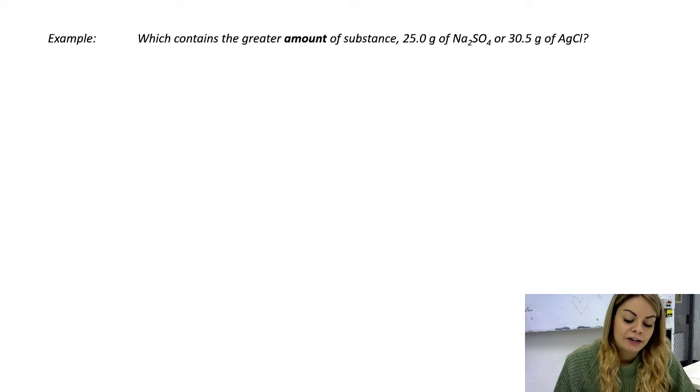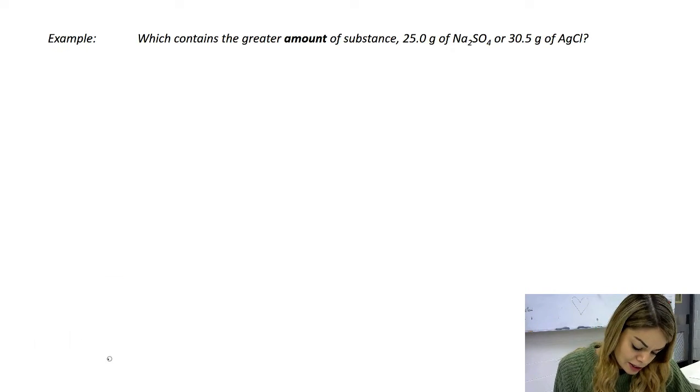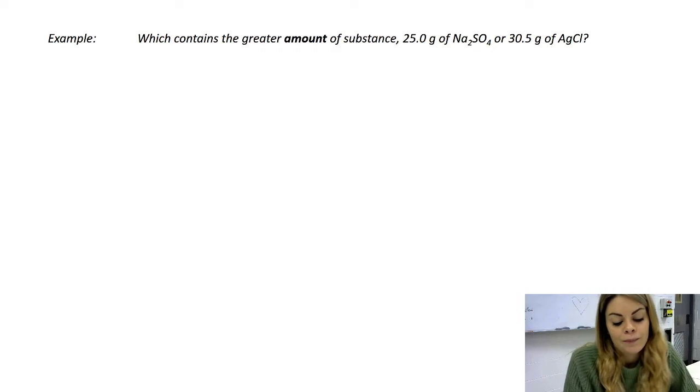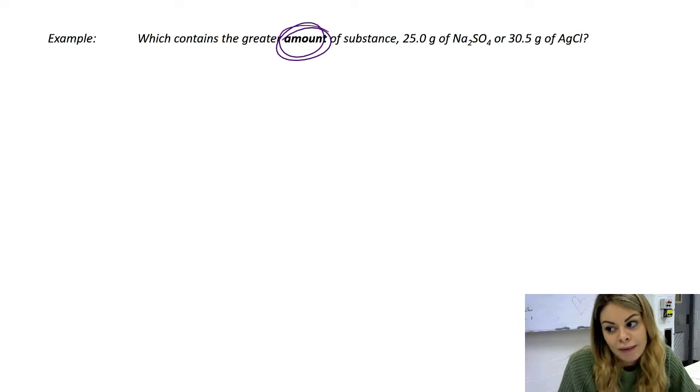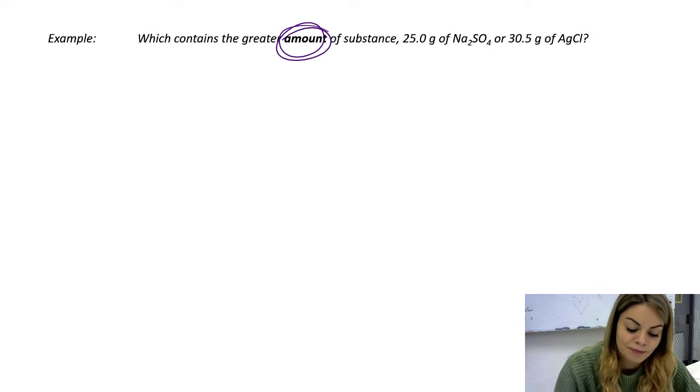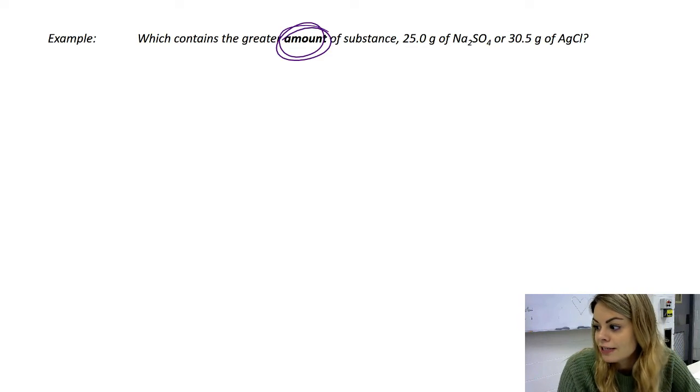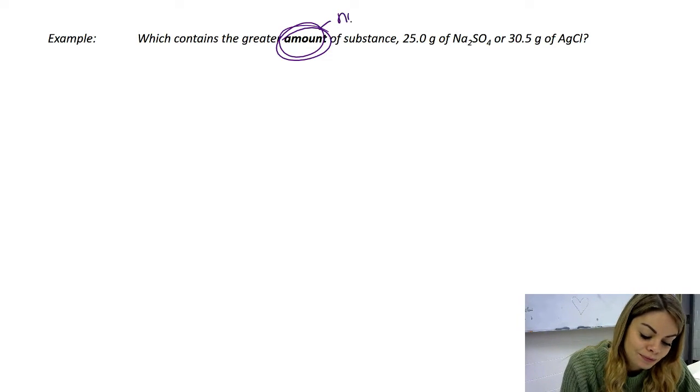Which contains the greater amount of substance? Okay, when you are asked to find the amount, what that means is find the number of moles. If you're asked to find the amount of eggs that you have, you're going to count your eggs. So it's the same thing. How many of them are there? If you're asked to count the amount of eggs, you might say, I've got 2 dozen eggs. So we're going to do the same thing, find out how many moles we've got of each and which one's greater.